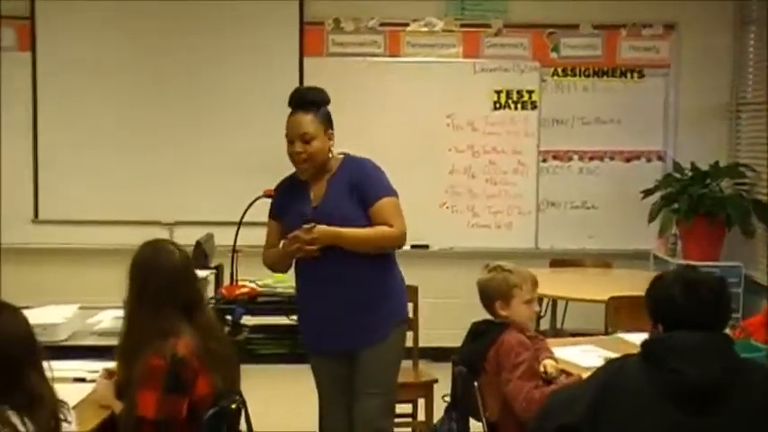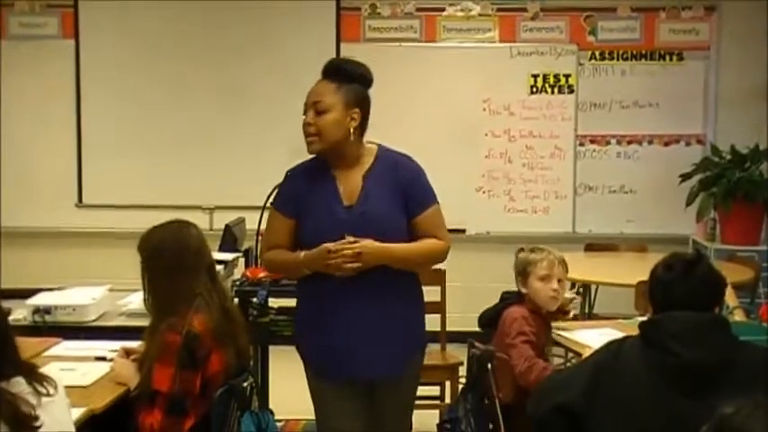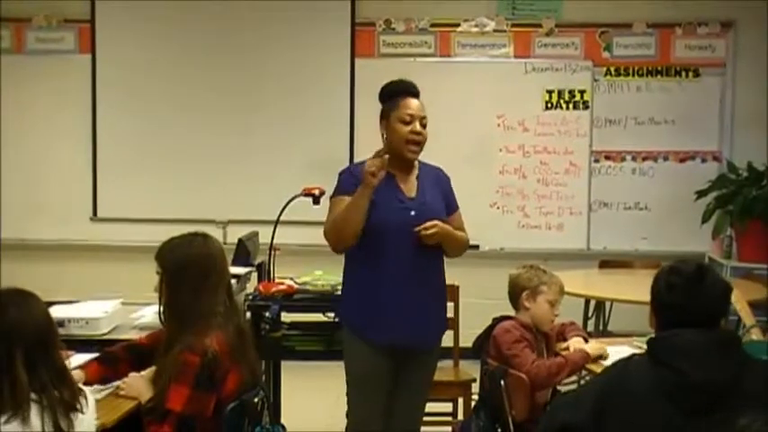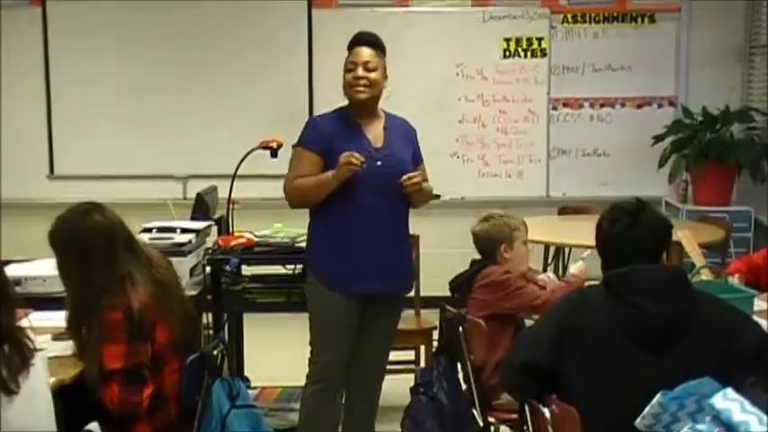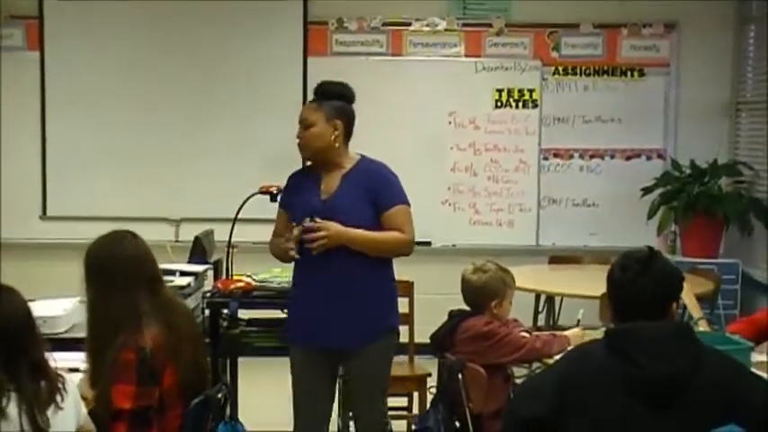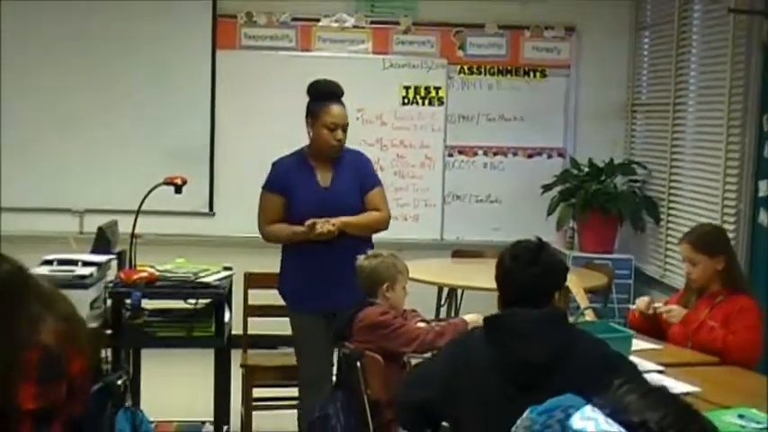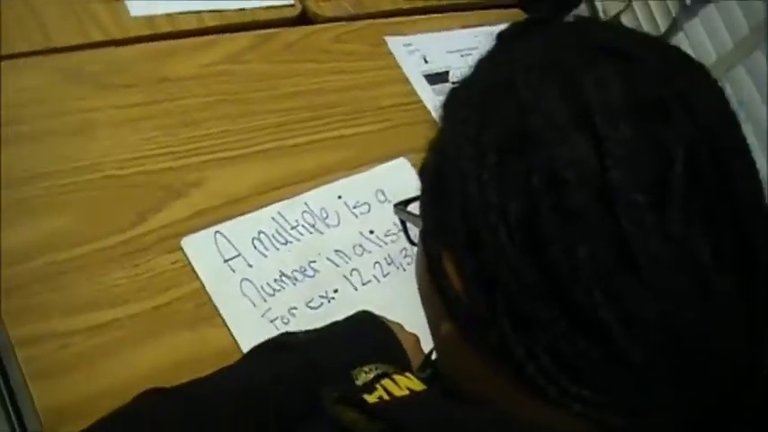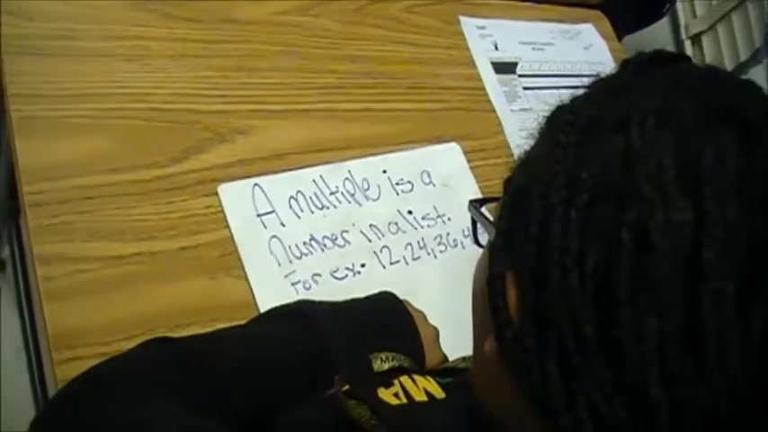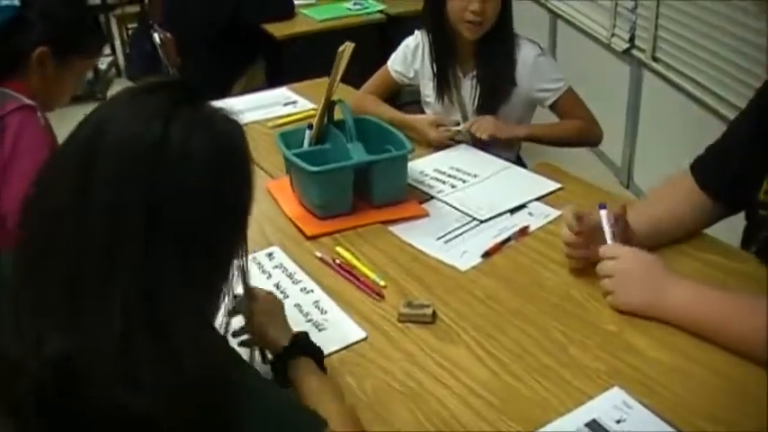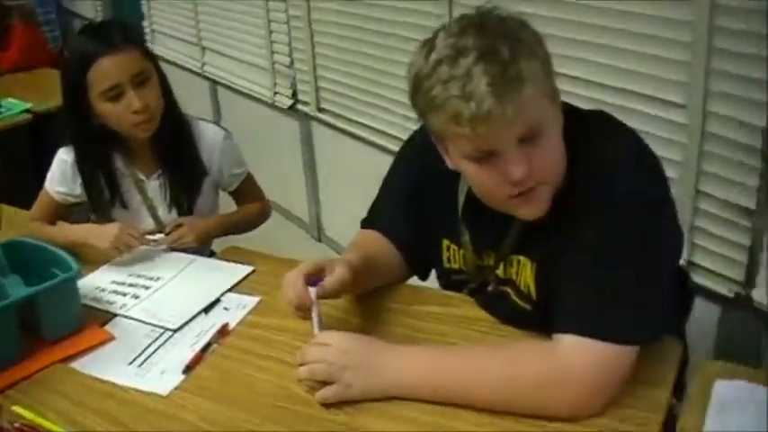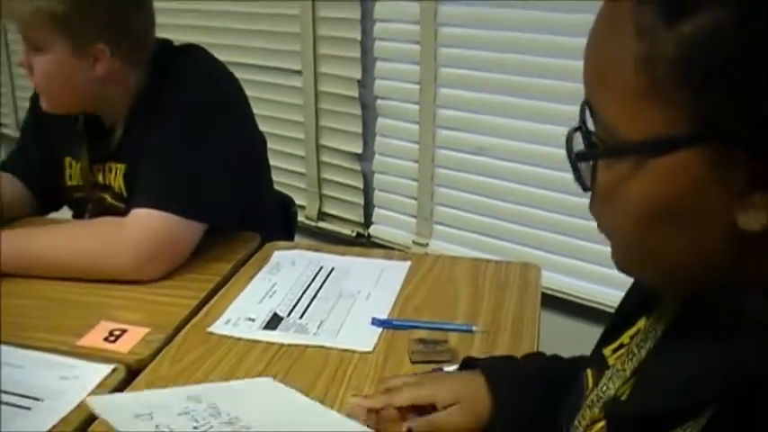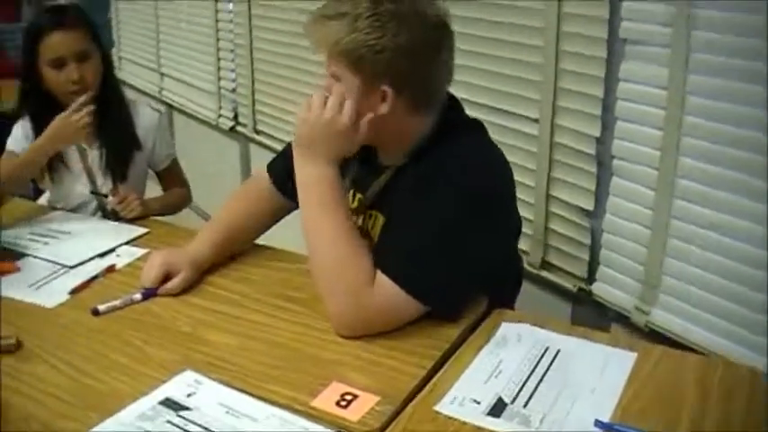Since we have a factor and we know what greatest common factor is, let's move on to a multiple. Use your whiteboards to write in your own words the definition of a multiple. What is a multiple? A multiple of the number in a list. For example, 12, 24, 36, 40. A multiple is a number in a list.